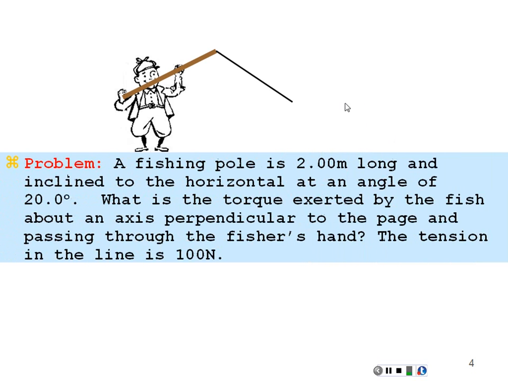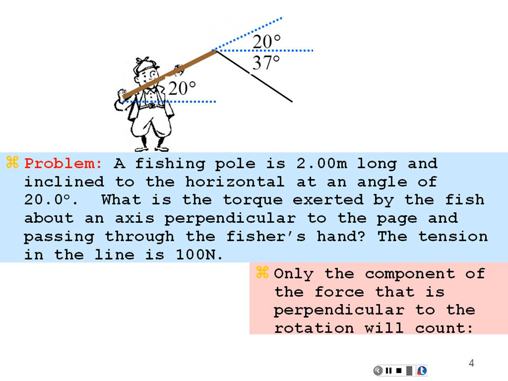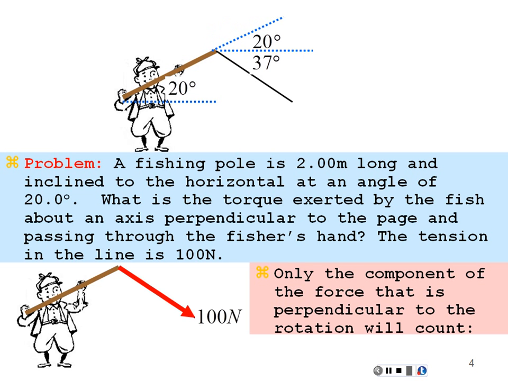Let's try another example. You've gone fishing. Your fishing pole is 2 meters long and it's inclined to the horizontal at an angle of 20 degrees. What is the torque exerted by the fish about an axis perpendicular to the page and passing through the fisher's hand? We'll talk about that direction in a moment. The tension of the line is 100 newtons. So you're a fisherman, and the fish is going to pull on your line at 100 newtons.